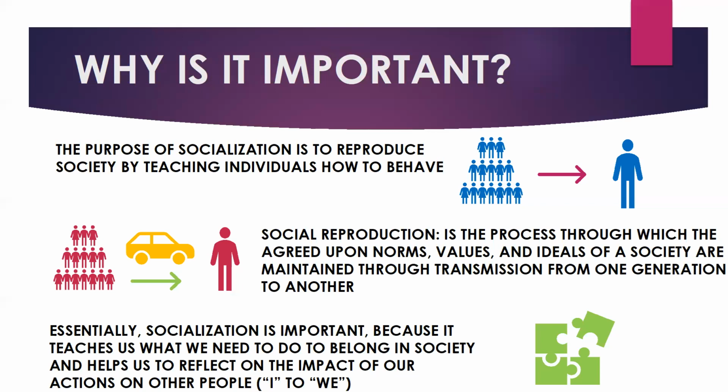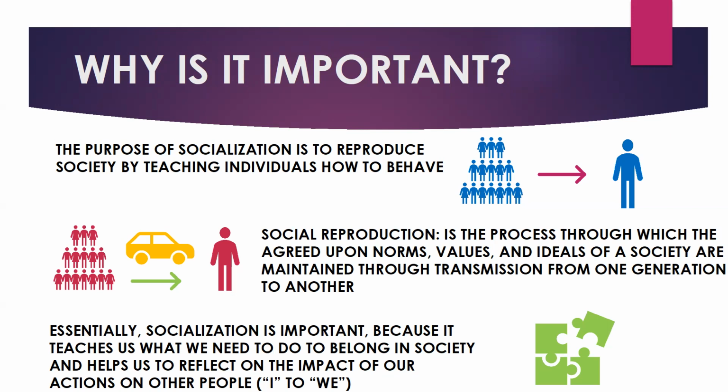So why does it matter? Essentially the purpose of socialization is to reproduce society, right? We don't want society to fall apart. With every baby that's born, they learn the rules of our society and of our culture. If we had nobody to teach that person, it would all fall apart. So social reproduction is the process through which the agreed upon norms, values, and ideals of a society are maintained through transmission from one generation to another.